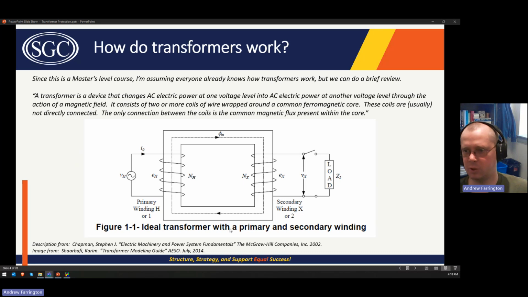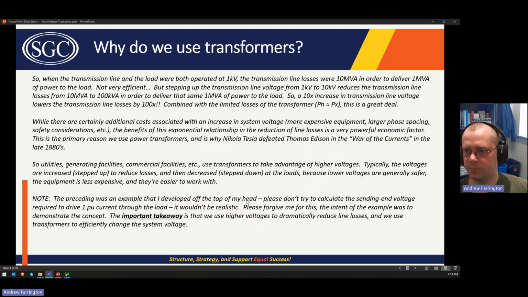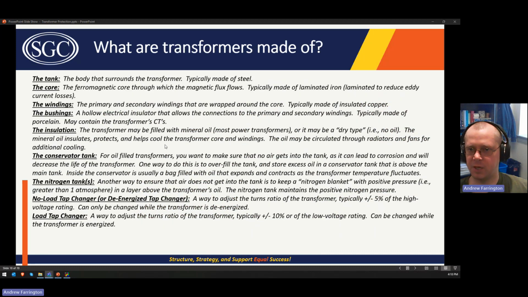Again, this is a single phase, two winding transformer, one winding here, one winding here, but that would be the core. We'll talk about two winding, three phase transformers and what the core looks like. They're a little bit different. The core is usually made of laminated iron, and the iron is laminated to reduce the amount of eddy current losses.